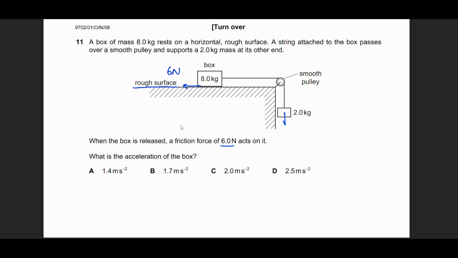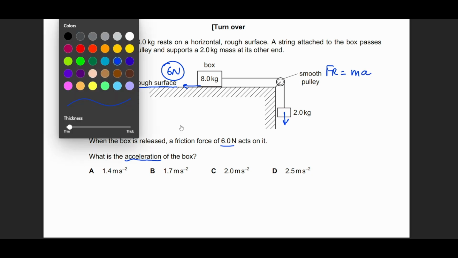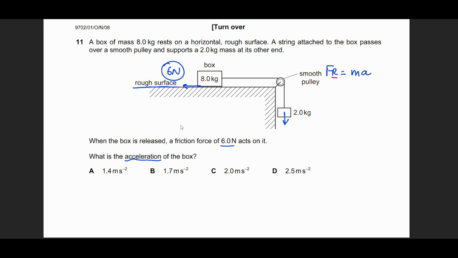So I understand that there is one pulling force and there is one stopping force. He's asking me to find out the acceleration. So how do we do that? We do that by using Newton's second law, which is Fr equals ma. Fr, resultant force. This says F equals ma, but I like to write down R in this situation so that we remember this is not just one force, this is multiple forces. So the pulling force is actually the weight of this object, which will be mg. And the stopping force of the whole system is only the friction experienced by this block.